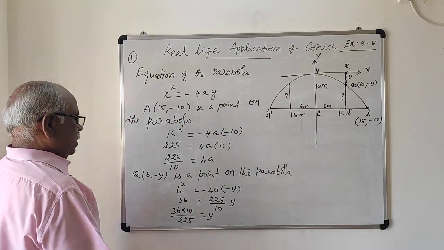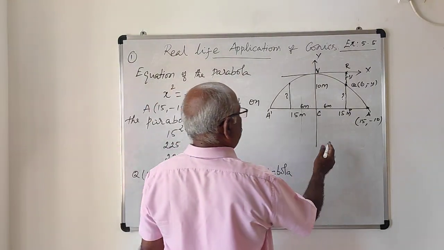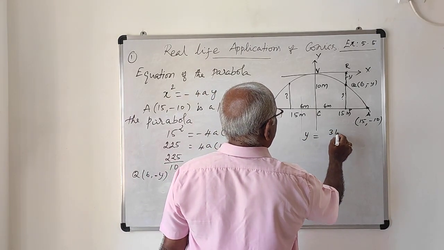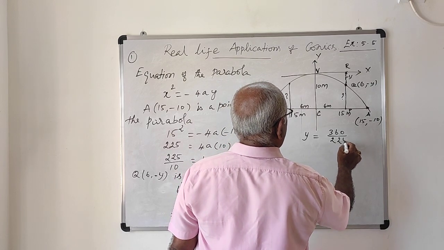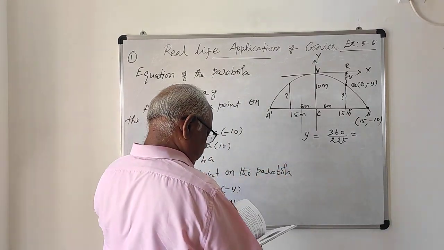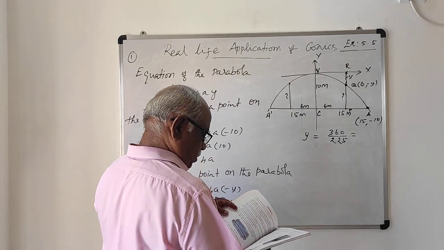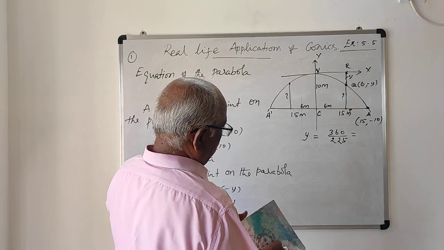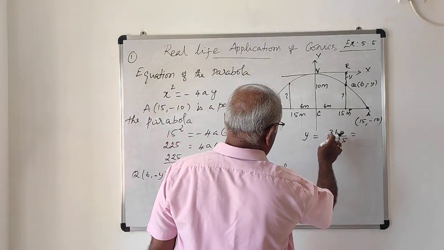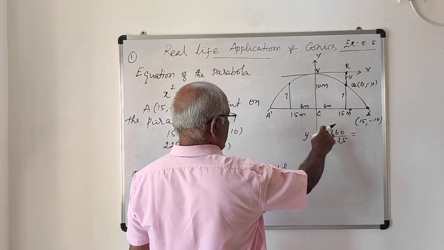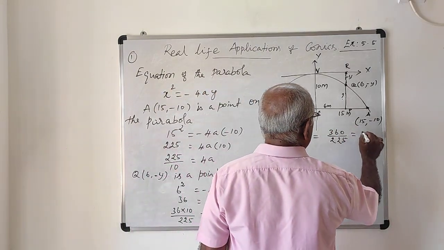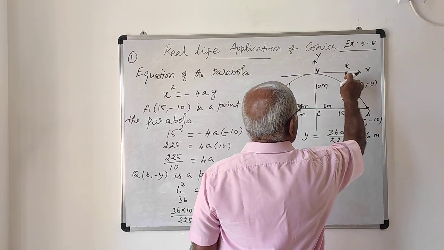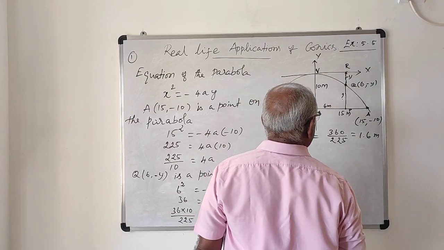Therefore, y equal to 360 by 225. On simplification, dividing by 5 and simplifying, you get 1.6. 360 by 225 is 1.6 meter. So the distance y is 1.6 meter.